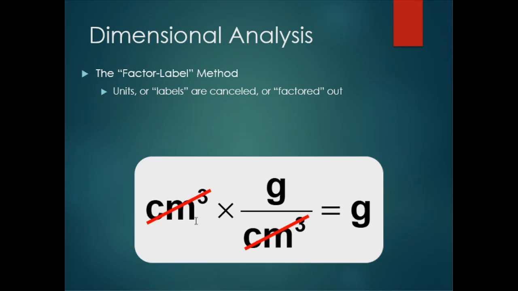Okay? And this last part shows what's going on here. When I write centimeters cubed in the numerator on one side and multiply it by a unit that has centimeters cubed in the denominator, they will cancel out. And they will no longer be part of the system. They are what we call factored out. And what happens is the gram is left over in the numerator, so you write it in the answer.